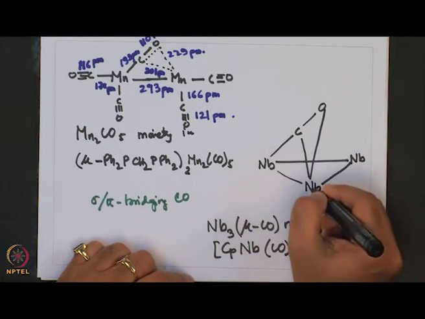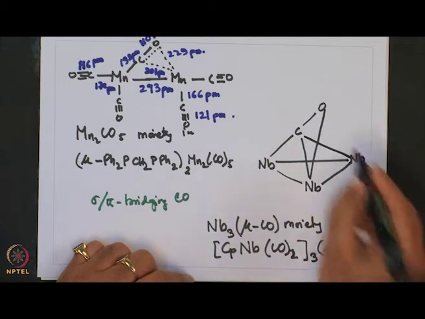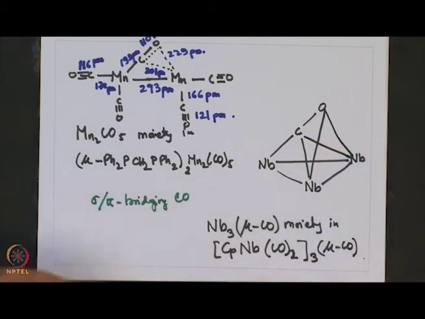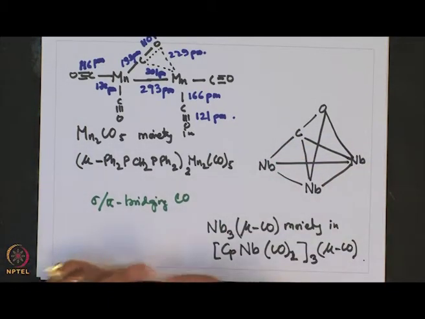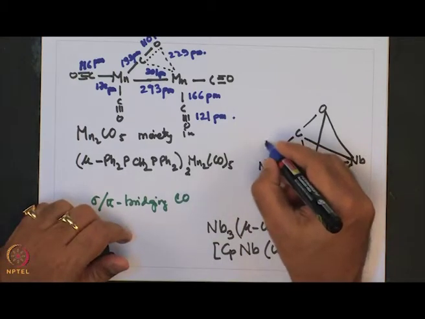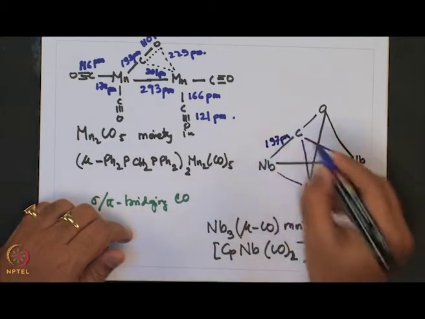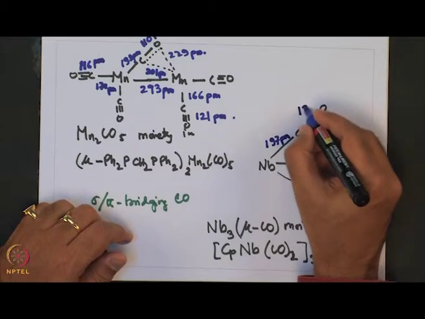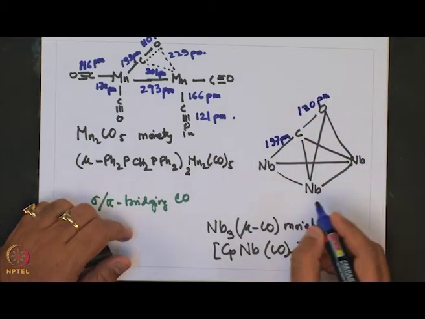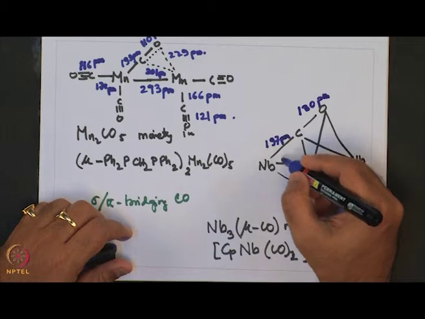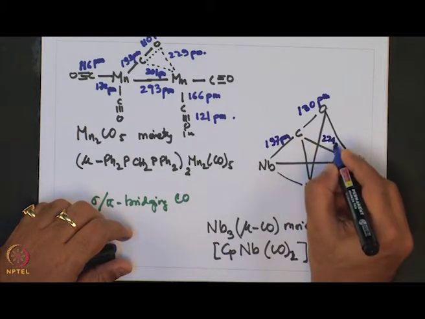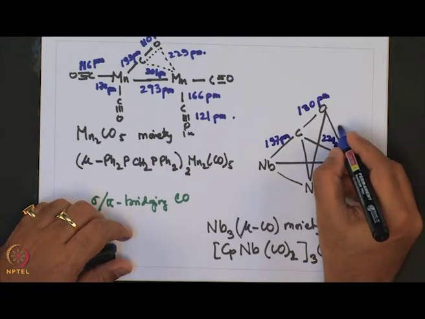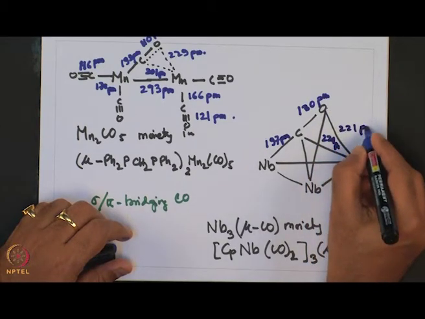So, this CO is bonded to one Nb, and then the same CO is bonded to another niobium, and this Nb-C bridging distance is 197 picometer, the CO is 130 picometer, and Nb-O is 224 picometer, and the other Nb-O is 221 picometer.